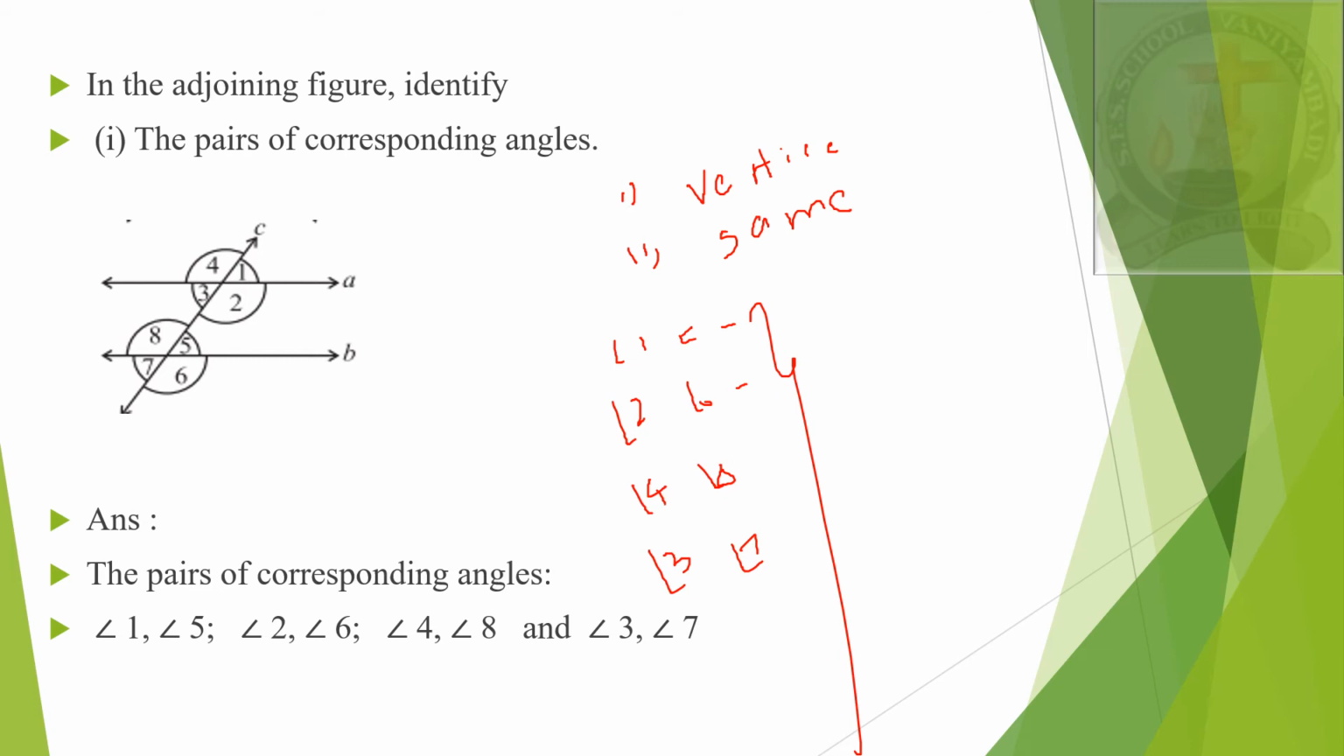So draw the lines like this. You measure it on your own. The answer will be the same, where the corresponding angles are equal in measure. Okay, if you measure, the measurements will be equal.